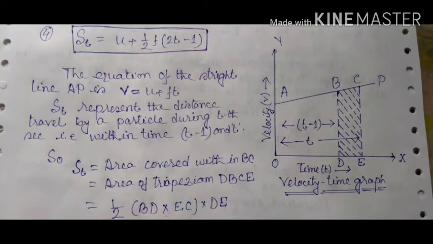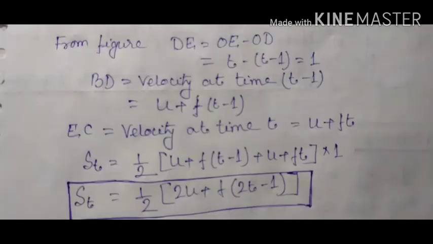From the figure we can find DE is equal to OC minus OD, that is t minus (t minus 1), which is equal to 1 unit. BD is equal to the velocity at time t minus 1, which is equal to u plus f into (t minus 1), and EC is equal to the velocity at time t, which is equal to u plus ft. So st is equal to half into u plus f into (t minus 1) plus u plus ft, into 1 unit. So st is equal to half into 2u plus f into 2t minus 1.